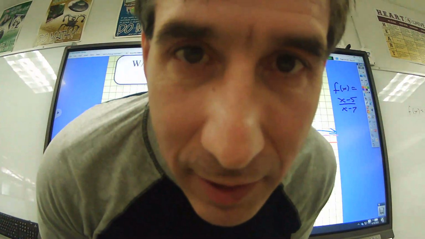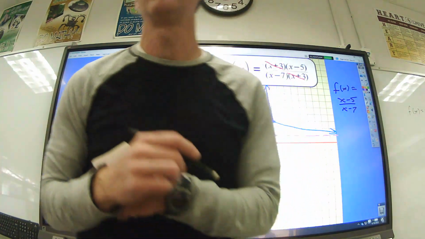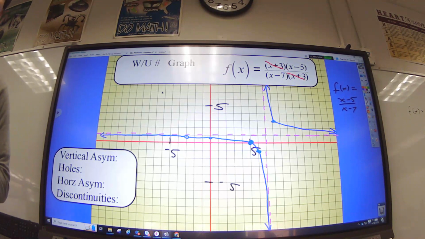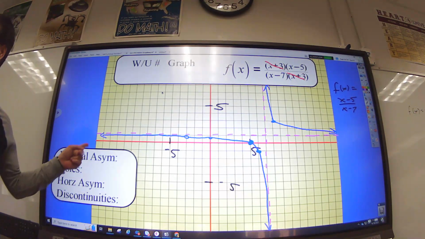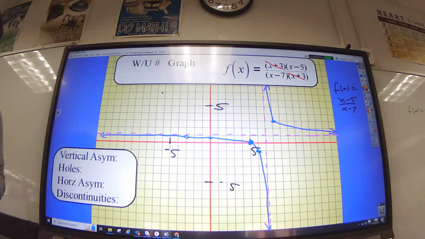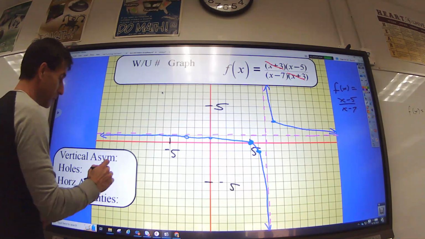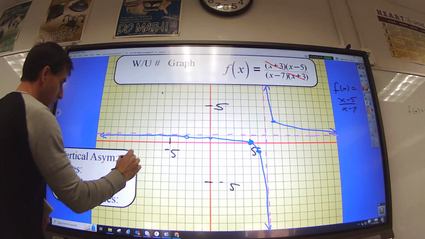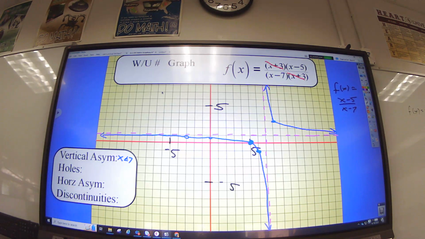But wait, there's more. You guys hate it when I say that? Because on the test, to be honest, you're going to have to fill these out, which you already have the information for, right? But on the test, you're going to have to identify the vertical asymptote. What is a vertical asymptote? X cannot be 7, right?